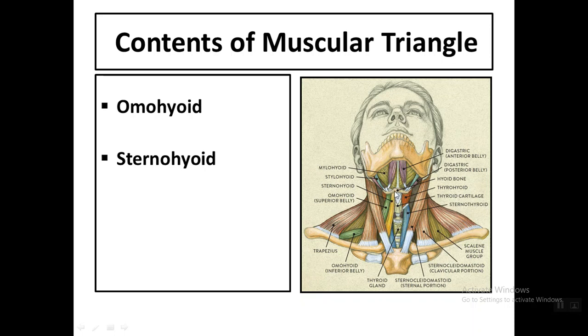If we remove the sternohyoid muscle, we will expose two muscles. Here they are. This is the sternothyroid, which extends from the sternum to the oblique line of the thyroid cartilage. The second muscle is the thyrohyoid, from the oblique line on the thyroid cartilage to the hyoid bone. It is called thyrohyoid. So these are the muscles that are contents of the muscular triangle: omohyoid, sternohyoid, sternothyroid, and thyrohyoid.